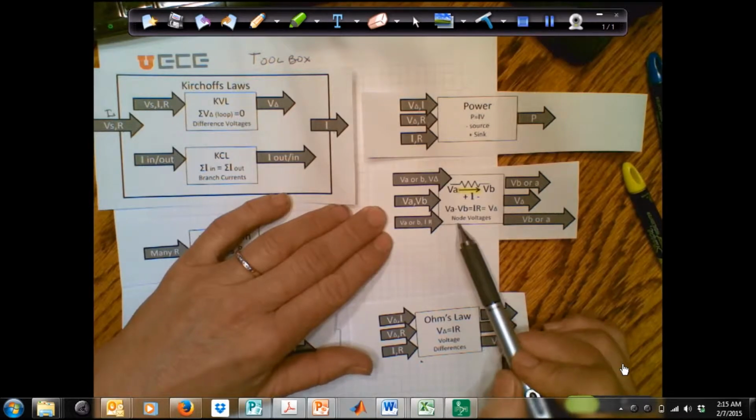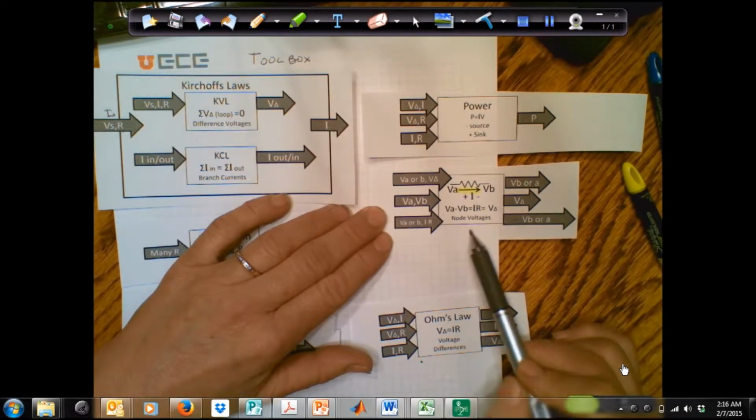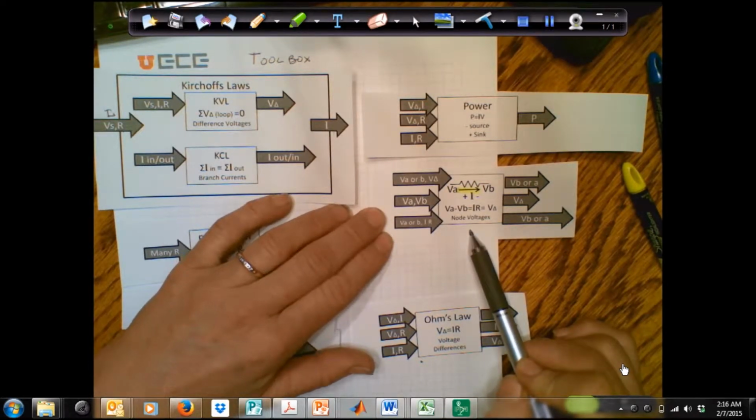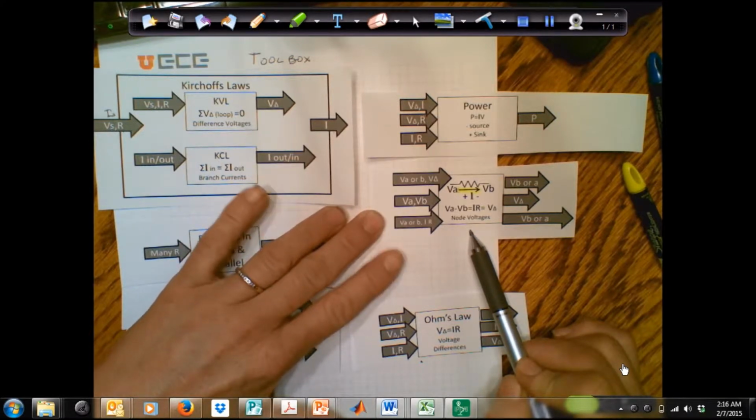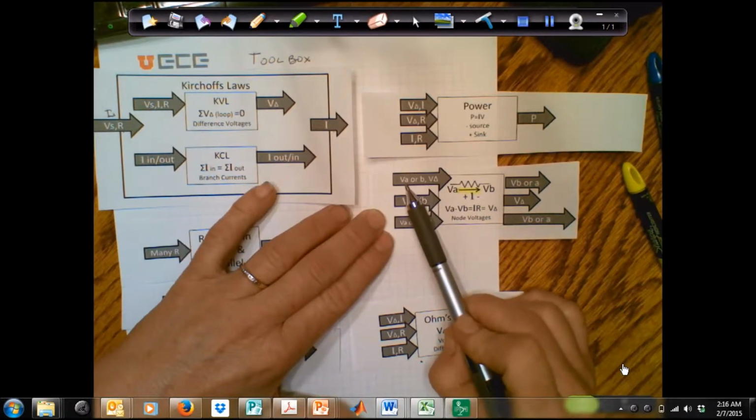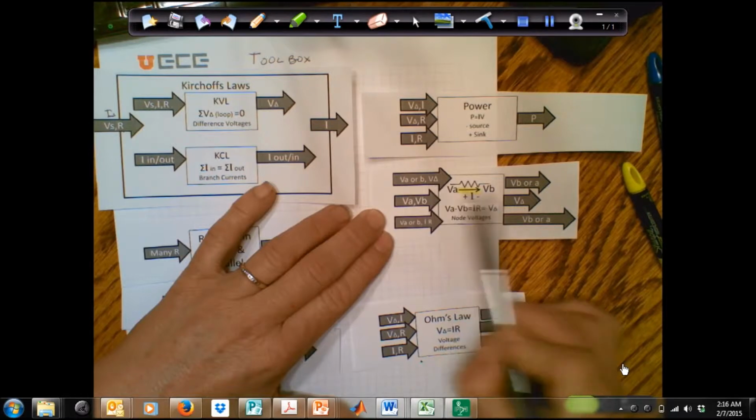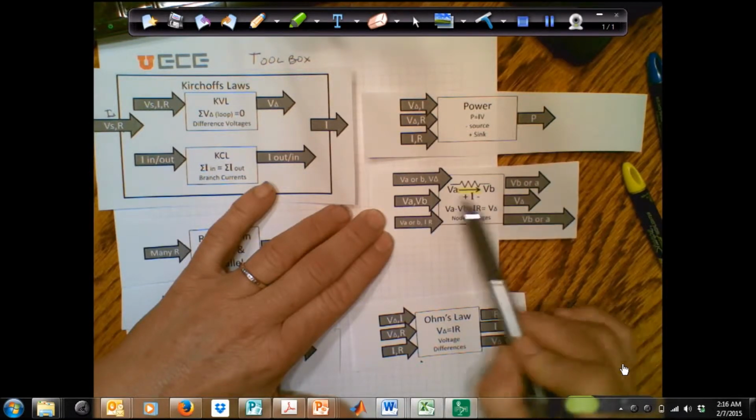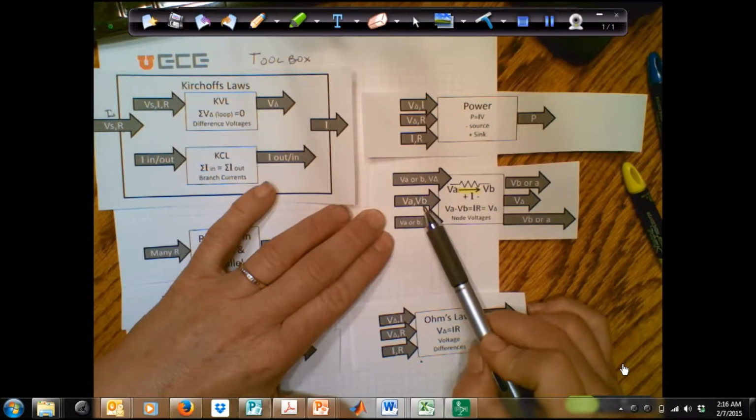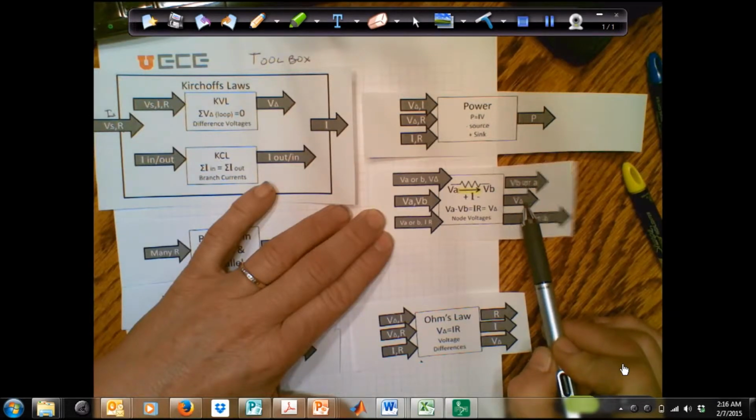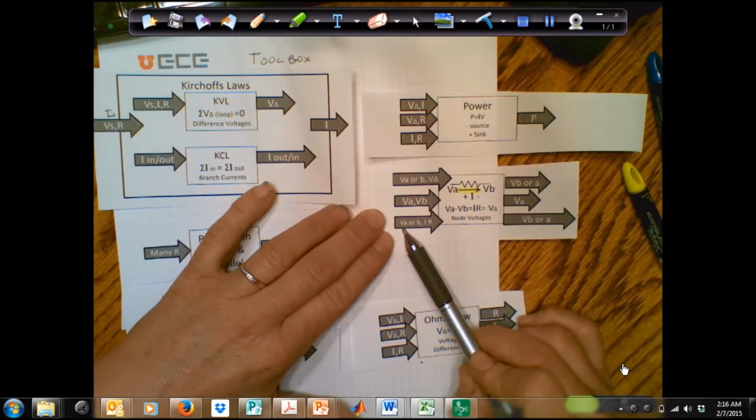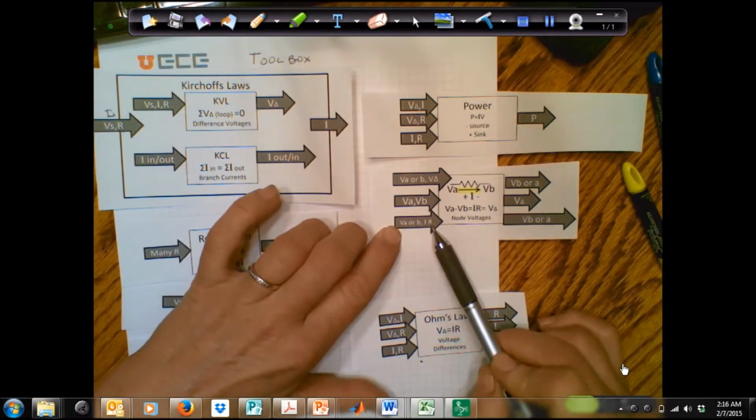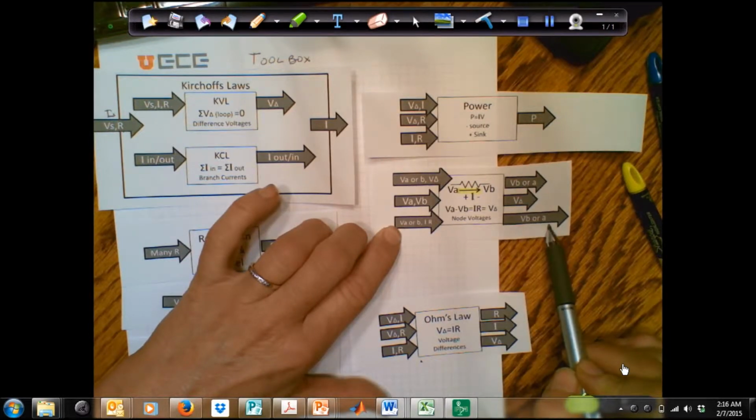This equation is telling us about node voltages. This is the only card that we have that talks about node voltages, so this is the only way we can find them. If we know one node voltage and voltage difference, we can find all the other nodes. If we know two node voltages, we can find the voltage difference. Or if we know one node voltage and I and R, we can find all the other nodes.